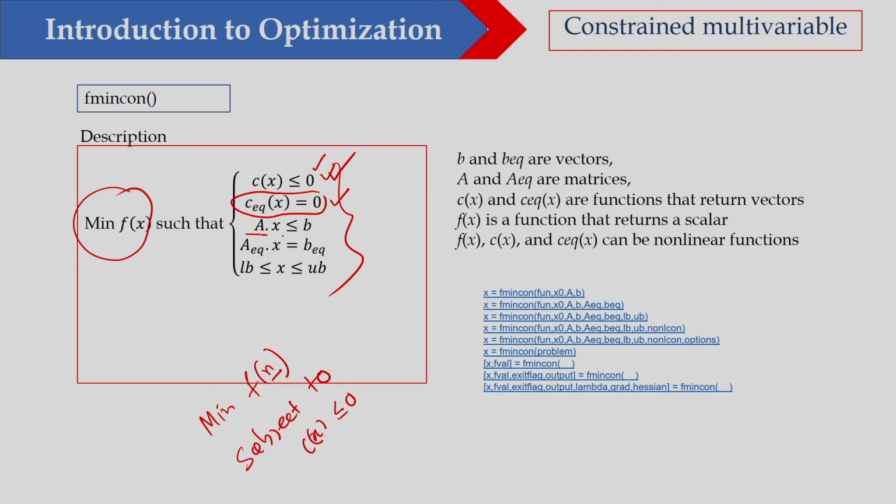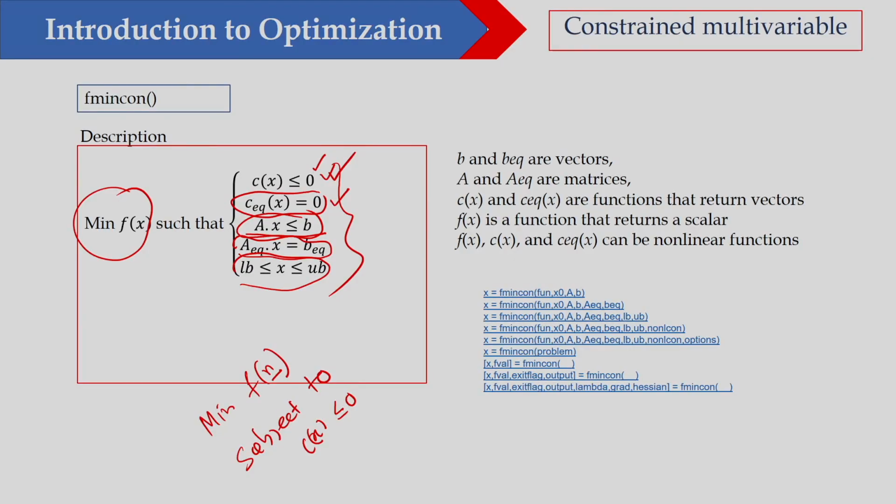Then you have linear inequality constraint. Suppose I have a linear inequality constraint, I can define it here, and if I have a linear equality constraint, I can define it here, and finally I can define the lower bound and upper bound of the variable. So, here I can use non-linear inequality constraint, non-linear equality constraint, linear inequality constraint, and linear equality constraint.